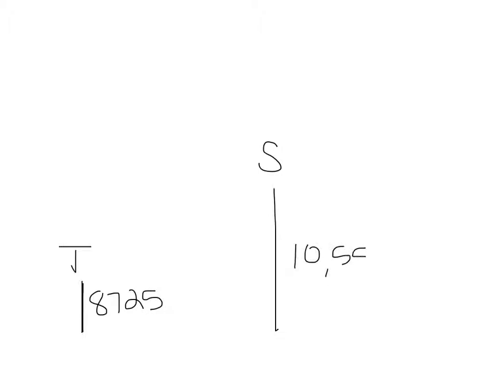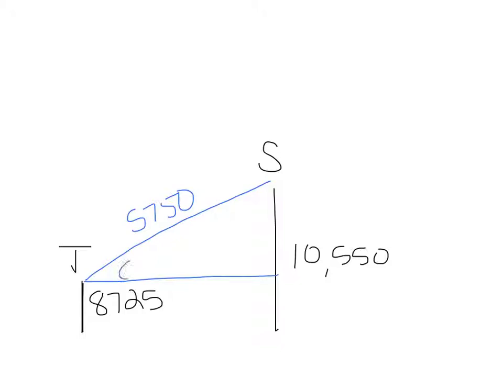Sophia. So here's the town right here, and it is already 8,725 feet in the air. That's the elevation of the town. And then Station St. Sophia is up here, and it is 10,550 feet. That's its altitude. It says the length of the gondola ride is 5,750 feet. What is the angle of elevation from the town to the station? Boom. That's the angle I want to know.